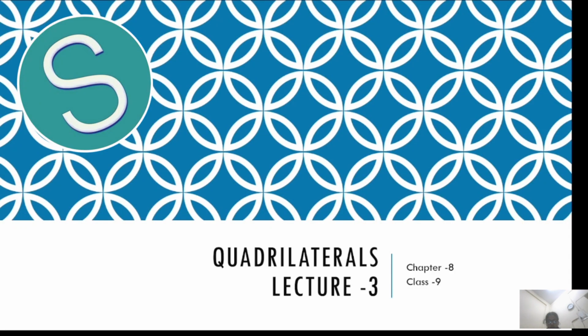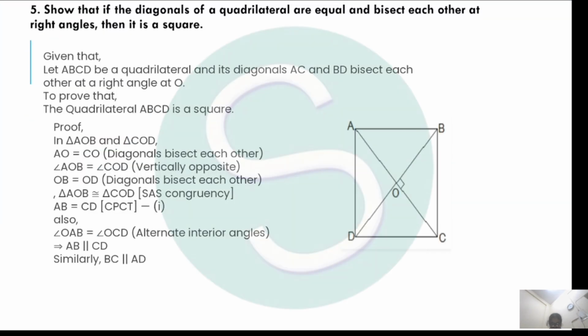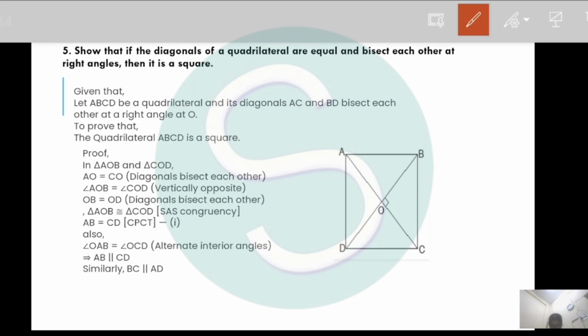So this is third lecture of Quadrilateral, which is 8th chapter of class 9th mathematics. So we will proceed with our question. First question is, show that if the diagonals of a quadrilateral are equal and bisect each other at right angle, then it is a square.